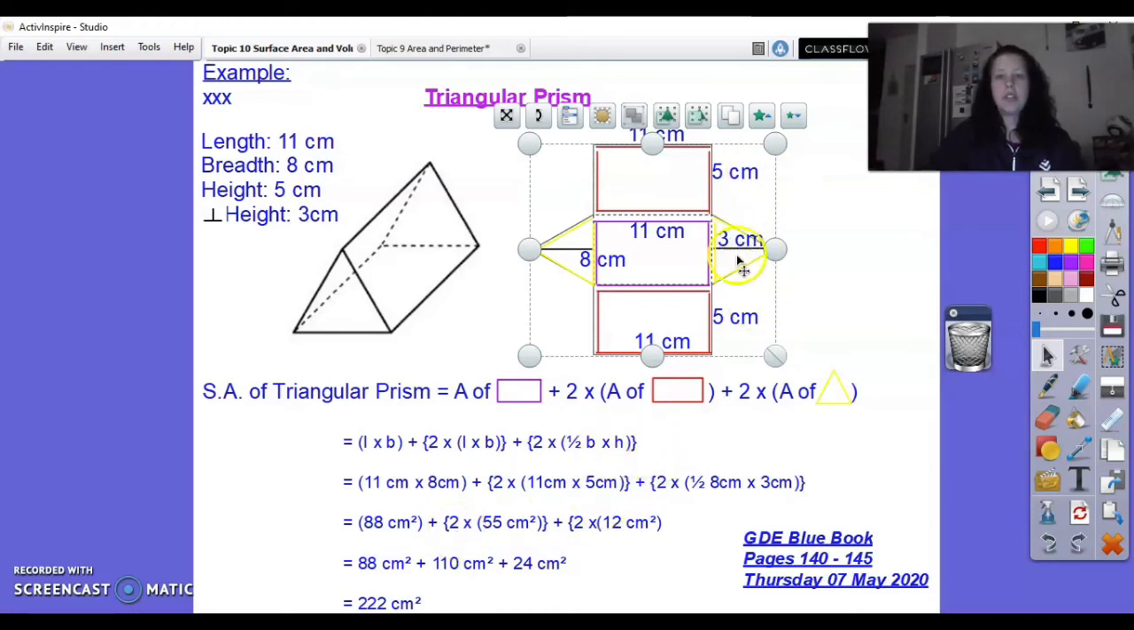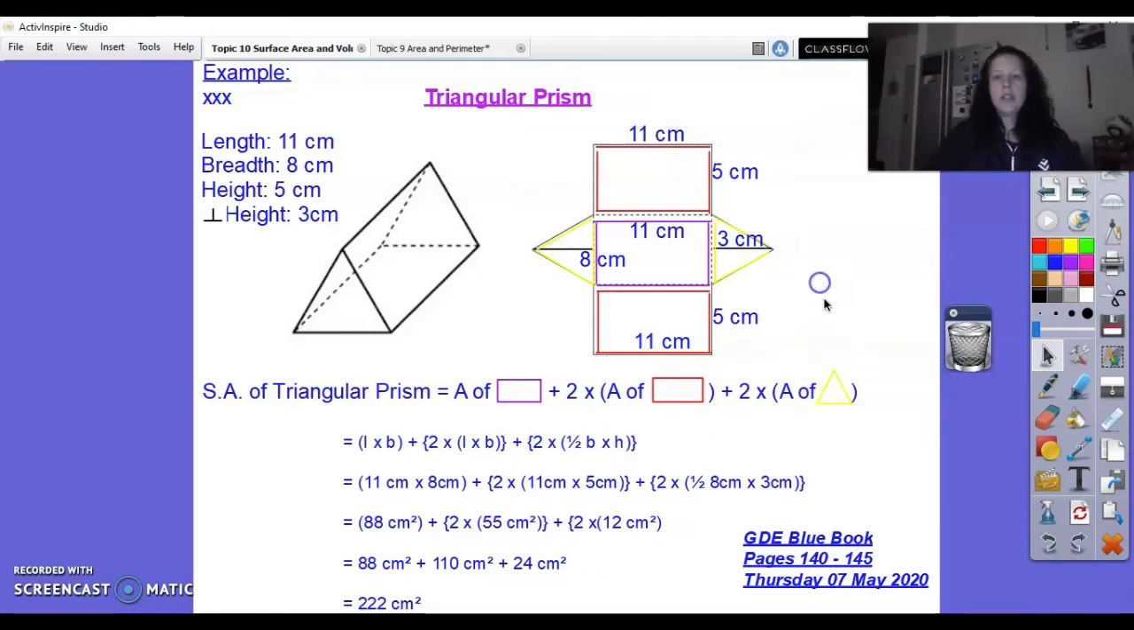Then I'm going to go to my triangles and see I've got 2 triangles. My formula for area of a triangle is a half my base times my perpendicular height. So I've got half of 8 centimeters times 3 centimeters. 8 times 3 is 24. Half that gives me 12 centimeters. I also need to multiply it by 2 because I've got 2 identical triangles. So if I work it out, I've got 88 centimeters squared plus 110 centimeters squared plus 24 centimeters squared. And my total surface area for this triangular prism is 222 centimeters squared.